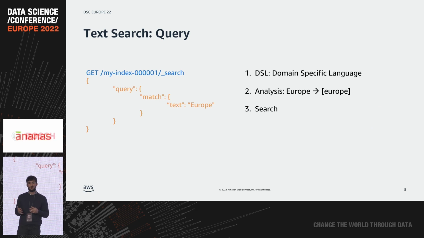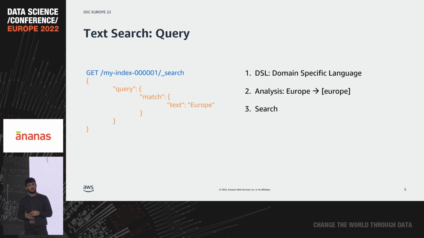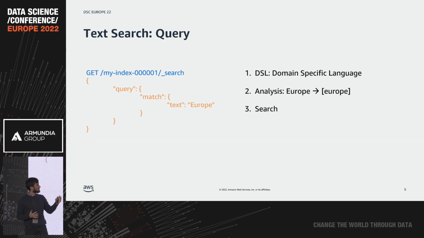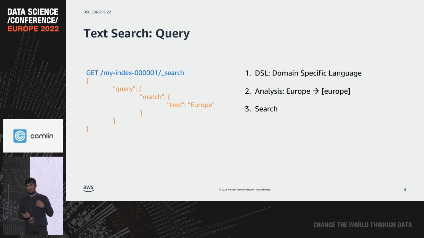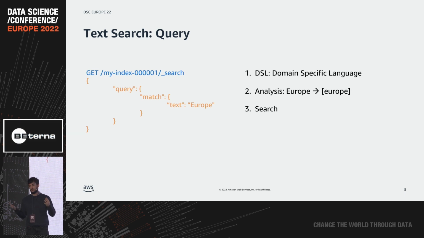So how do we query this data? There are different data stores out there, different technologies that we can use. Most of them use a domain-specific language that allows us to access the different APIs in order to get the information we're looking for. So in this specific query, which is a match query, we are looking for the documents that contain the word Europe. So what happens first?